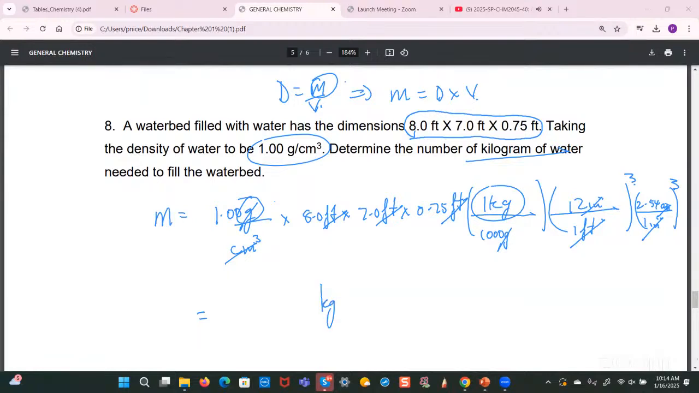So all we have to do now is do the calculation: 8 times 7 times 0.75 times 12 cubed times 2.54 cubed. This answer now has to be rounded off to 2 sig figs, because we have 2 sig figs here, here, and here. We have 3 here. This is exact, that's exact, that's exact. So when rounded off to 2 sig figs, I got 1.2 times 10 to the 6 kilograms.